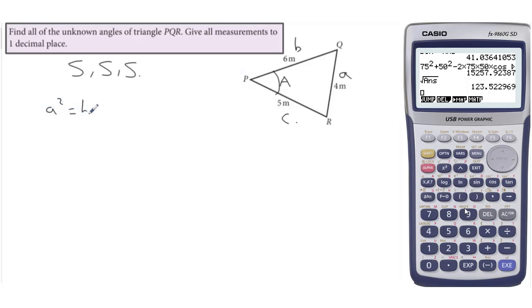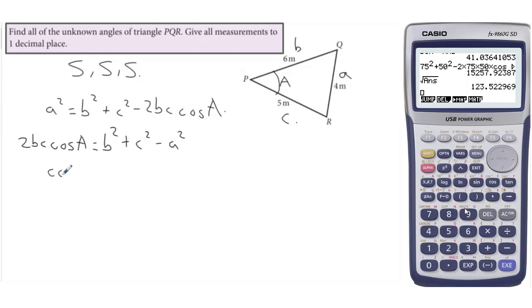So a squared equals b squared plus c squared minus 2bc cos A. So if you want to make cos A the subject, you need to add 2bc cos A on both sides and subtract the a squared. So that would be 2bc cos A equals b squared plus c squared minus a squared, which means that cos A equals b squared plus c squared minus a squared, and you need to divide through by 2bc.